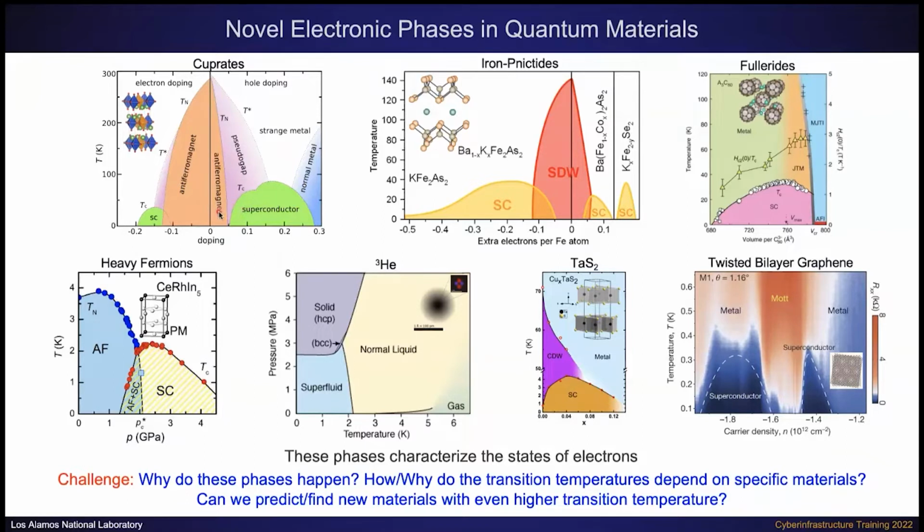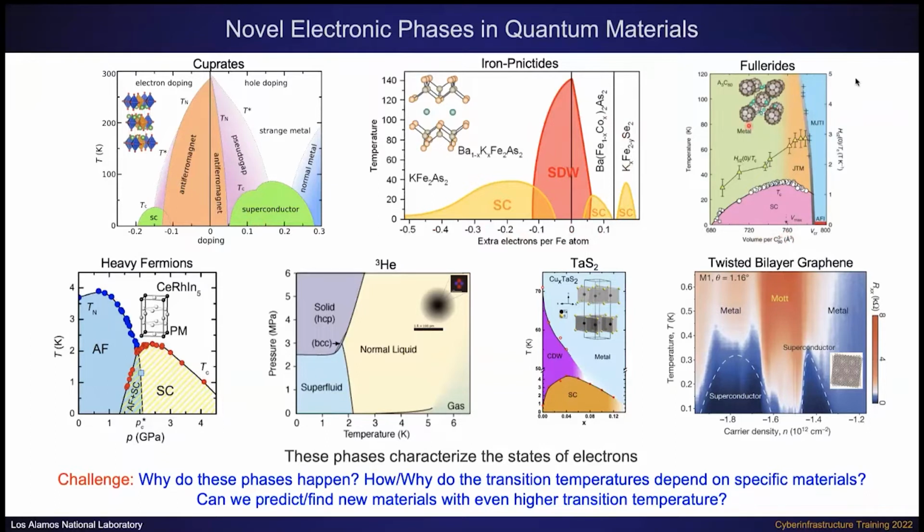And so the main questions that we're concerned with is, what is the mechanism for this happening? Why do we get these different phases, and how can we describe them? And here you can see a very similar phase diagram for the pnictides, another high temperature superconductor. Again, it's temperature versus some kind of doping. And then you can also look at fullerides and see a very similar thing.